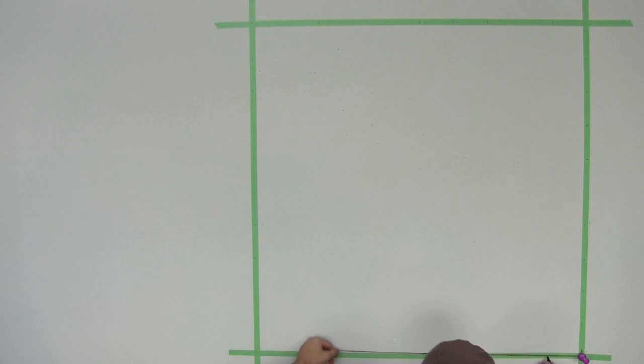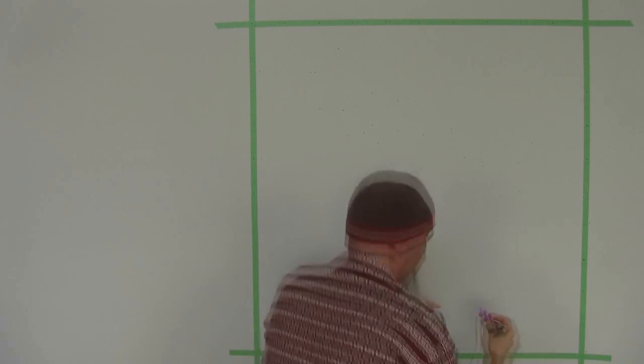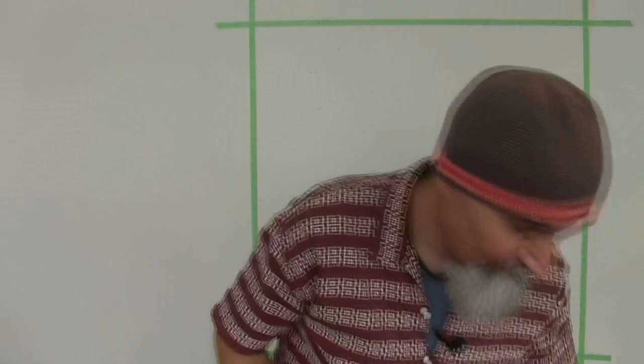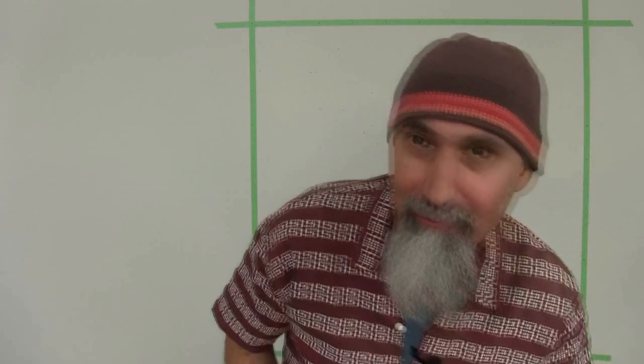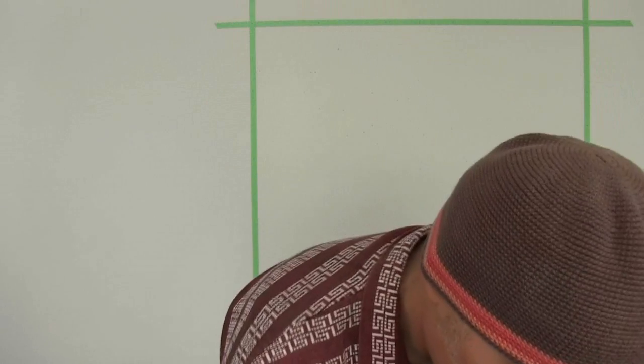So let's put these in too. 2, 10, 20, 30, 40, where's our 50? 50, 60, 70, 80, 90, and we already got our 100, which is perfect. Cool. Now we're done with the tapes and we're done with the Sharpie.